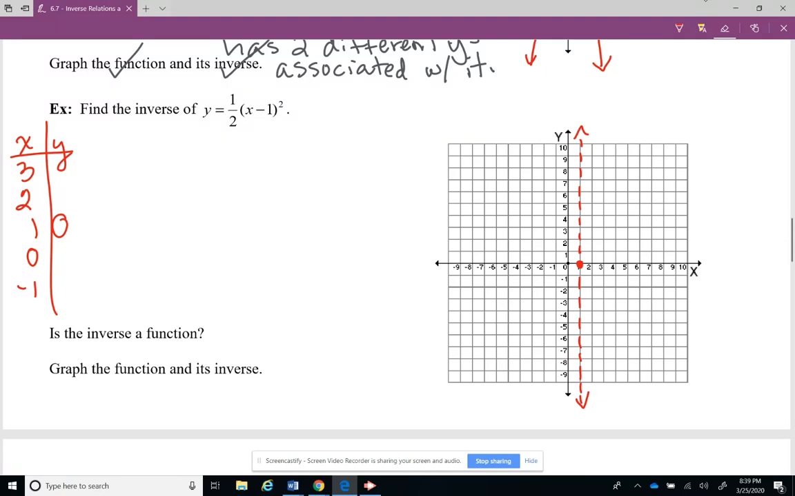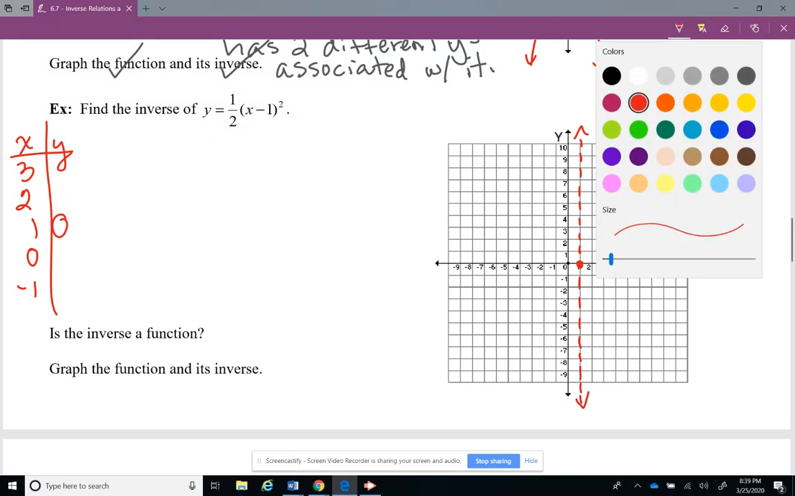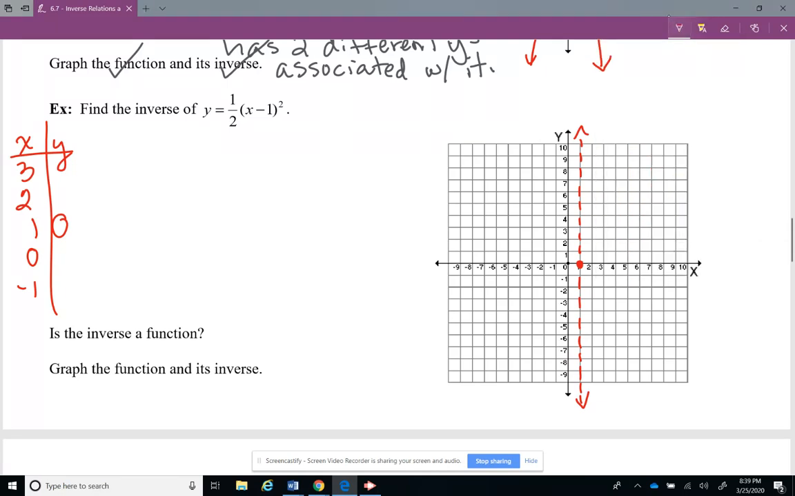Sorry, I was erasing. All right. So, I'm doing red because this one's in red. So we're going to plug these in. So we have y equals 1/2. I'm going to start with the top of the table, 3. (3 minus 1) squared. All right, 3 minus 1 is 2. 2 squared is 4. And half of 4 is 2. So that's (3, 2).